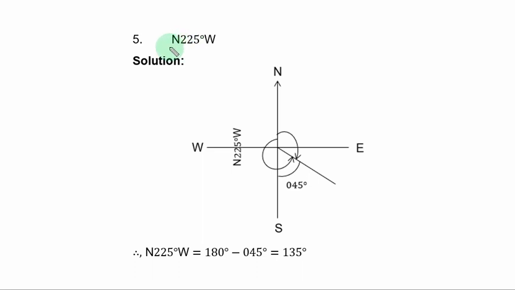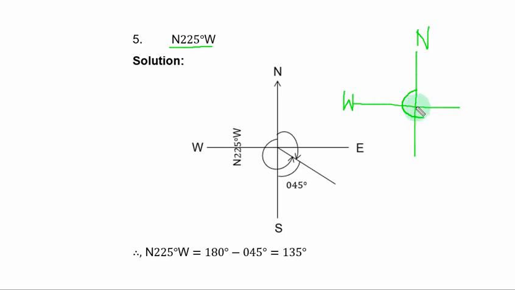Example 5, you have north 225 degrees west. So we draw the four main cardinal directions. We are interested in between north and west. Between north and west, the movement will start from north through west until we have 225 degrees. All right, so from north to this point is 90, to this point is 180. For us to get 225, you need to take 45 degrees from this quadrant for you to have 225 degrees.